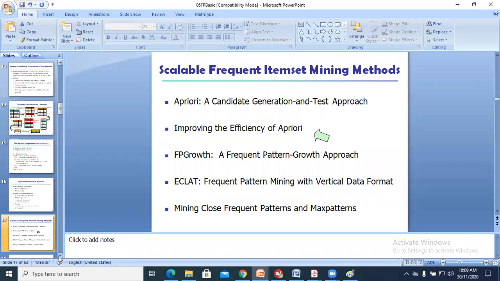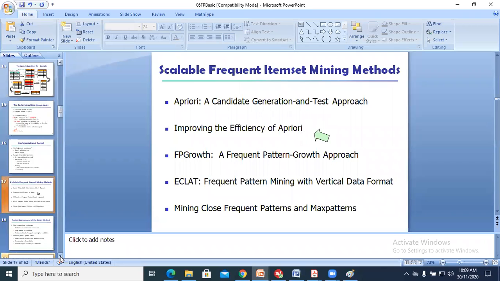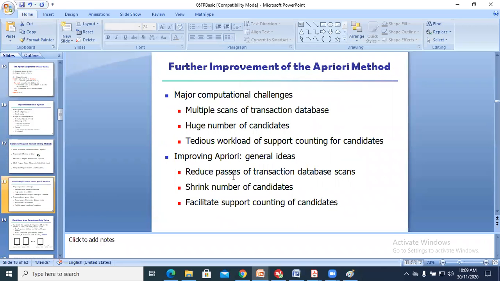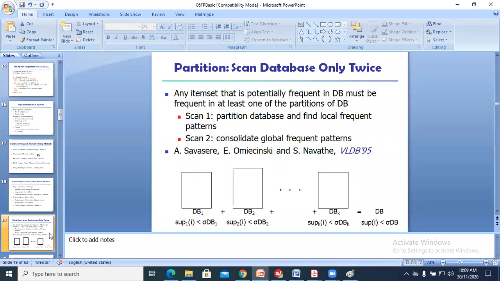For this, we have some solutions. One solution is to reduce the passes of transaction database scans. So we reduce the number of database scans. How can we reduce the number of scans? We can reduce it to just 2 scans.